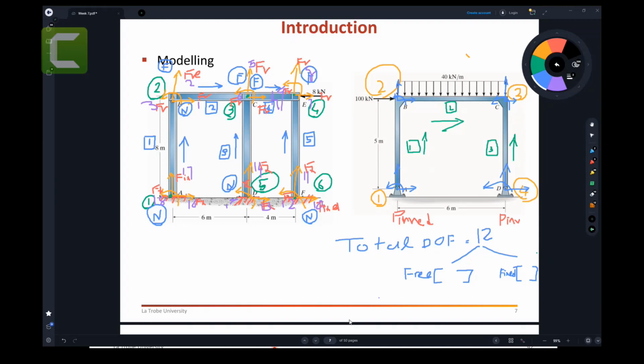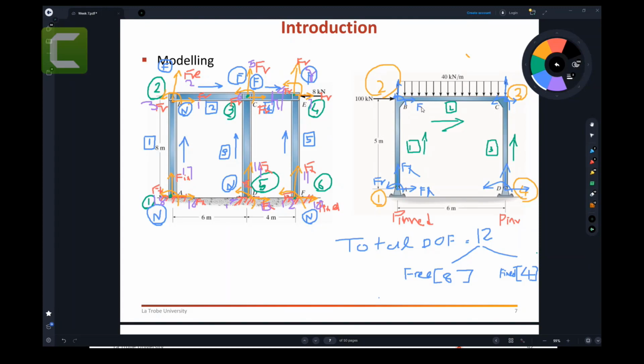You can think about it here. Student saying that 8 is free and 4 is fixed. Yep, so let's try to do it. So this point cannot go left or right, so this is fixed. This one is fixed. This one is free.